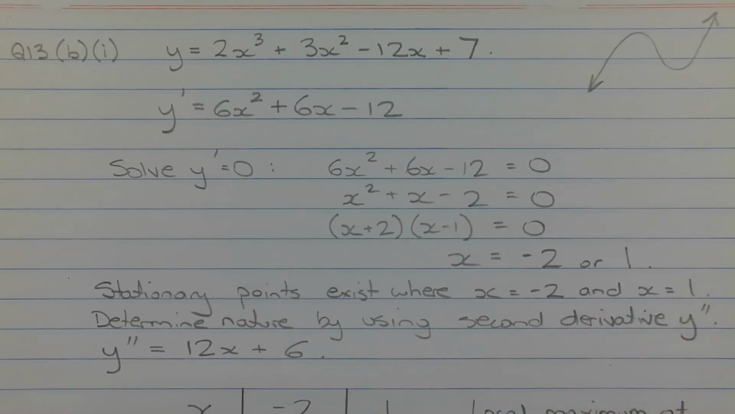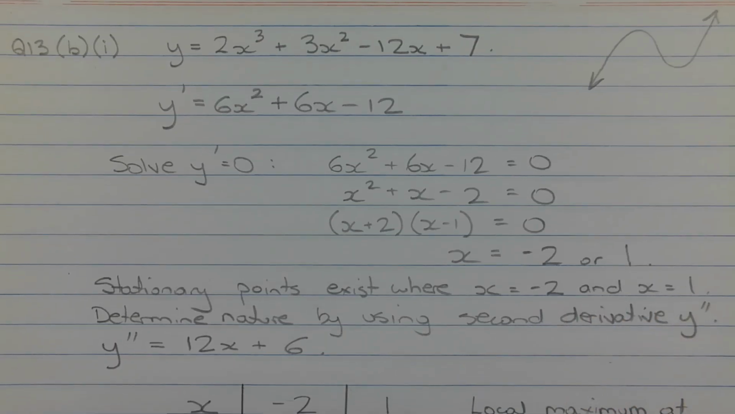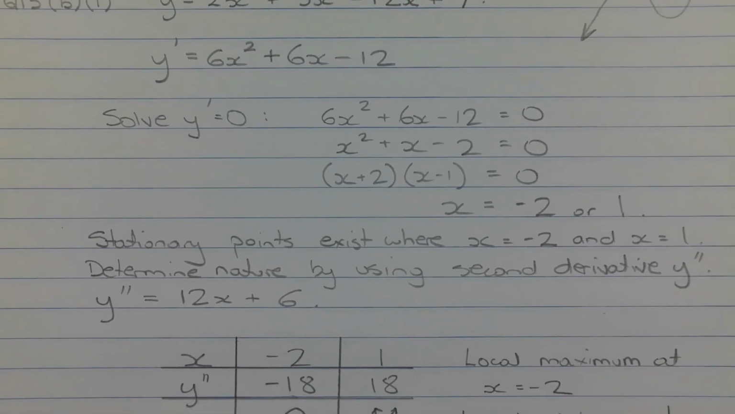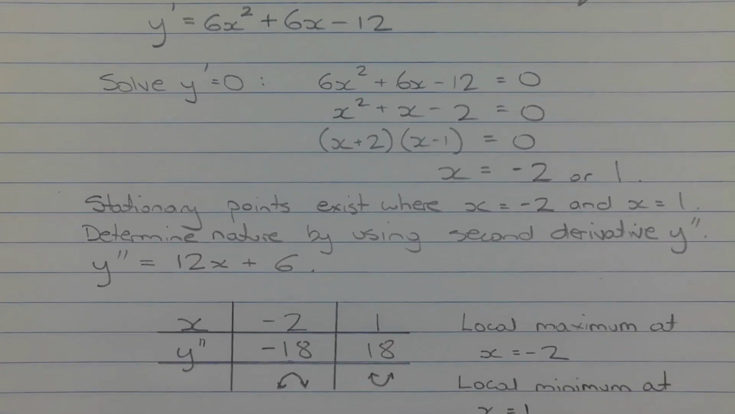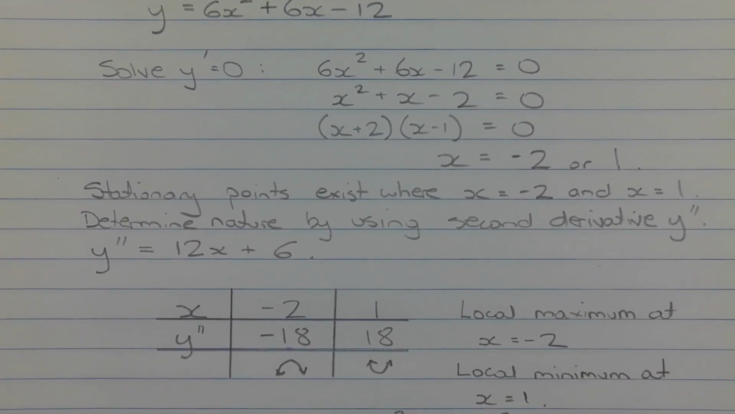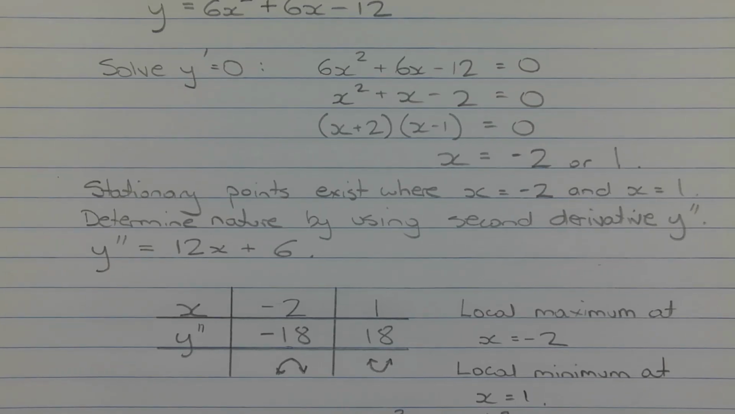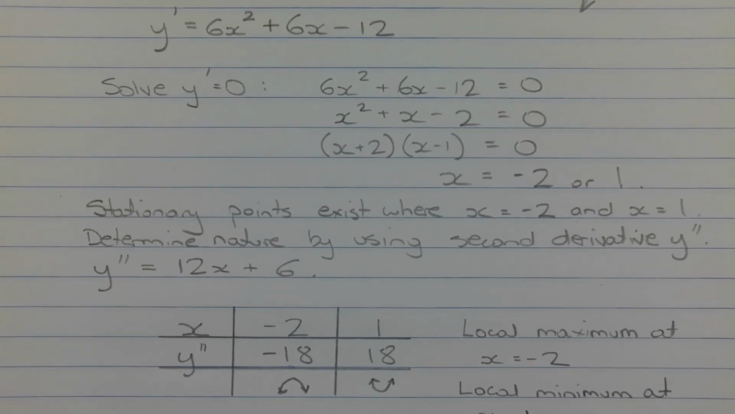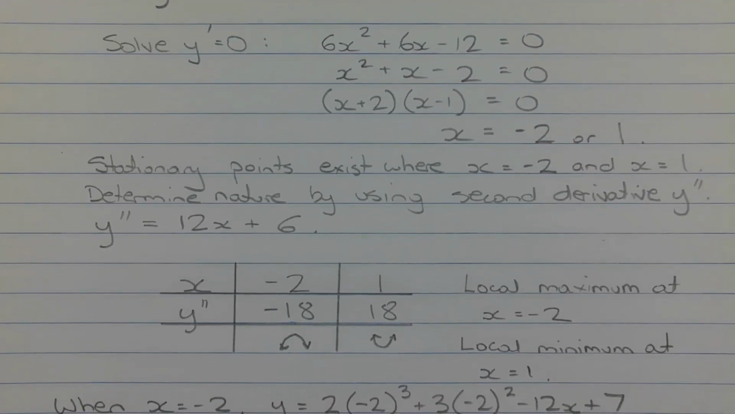Now we need to determine the nature of those stationary points. And I'm going to use the second derivative, y double dash, to help us determine the nature of those stationary points. So differentiating y dash, so this function here, with respect to x to get the second derivative, we get y double dash is equal to 12x plus 6. Now I'm going to summarize my findings in a table here.